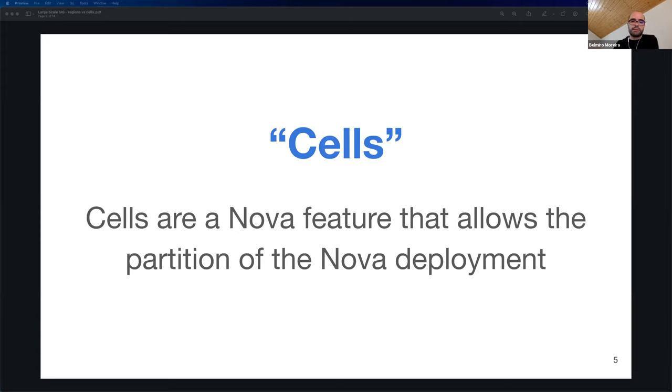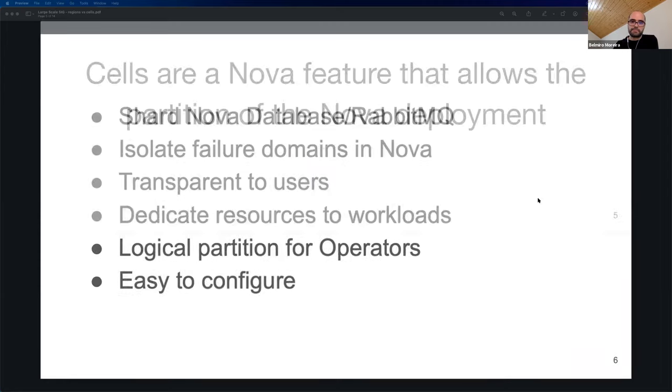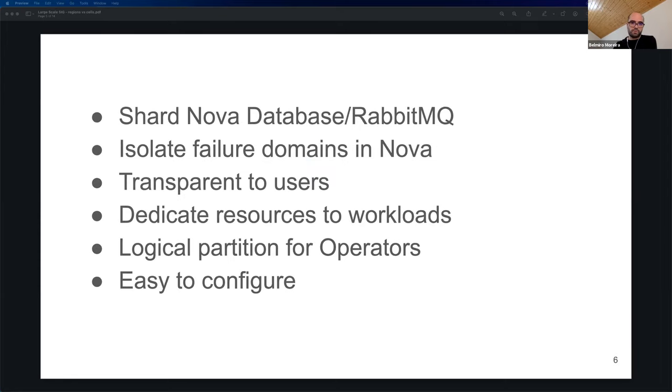So let's see some of the cells characteristics. With cells in Nova, we are able to shard the databases and the RabbitMQ. Because we are able to do that and we have a different control plane per cell, we can isolate failure domains in Nova, increasing the availability of the clouds in general. Cells are completely transparent to users, so there are no APIs to interact with cells. You need to use the old nova-manage command for this.